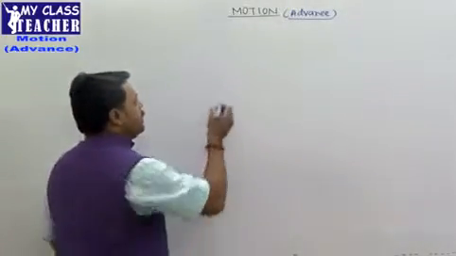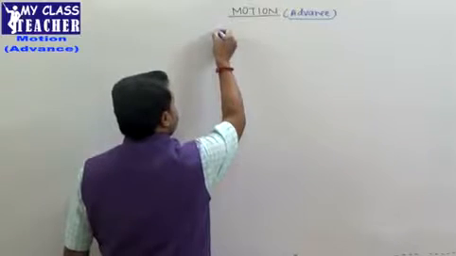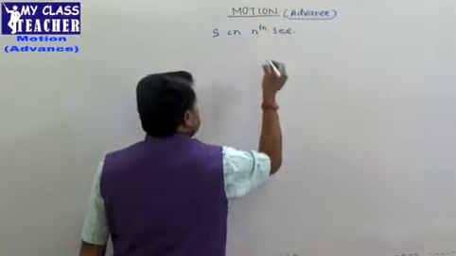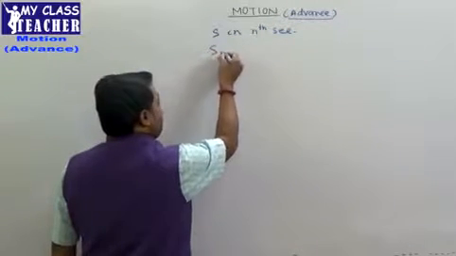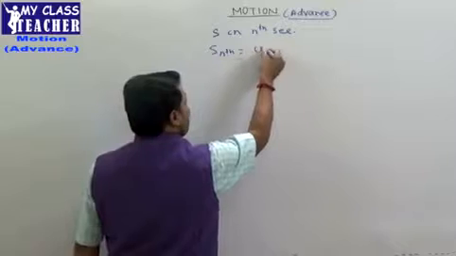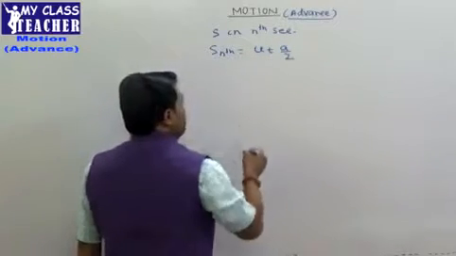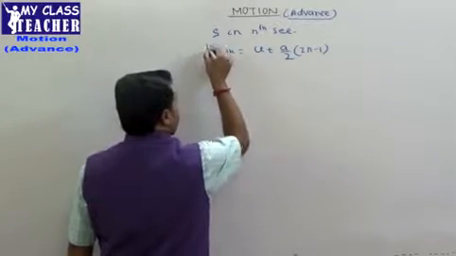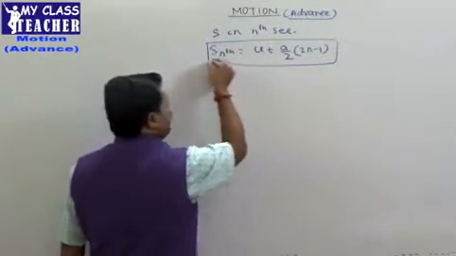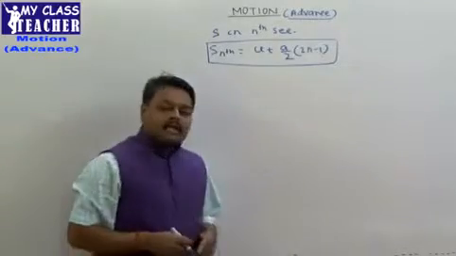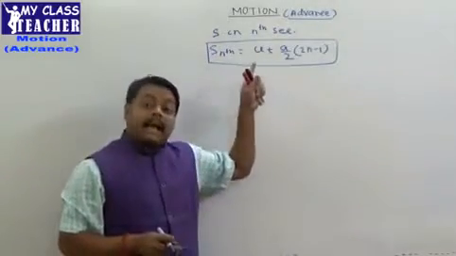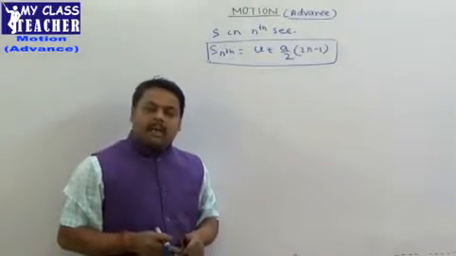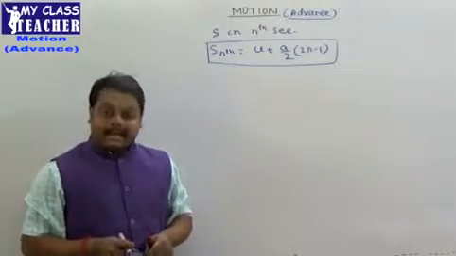तो इसको लिखो, first formula is displacement covered in nth second. This displacement covered in nth second is S nth. This can be written as u plus a by 2. इसको याद रखना है. S nth is equal to u plus a by 2 into 2n minus 1, where u is the initial velocity, a is the acceleration, and n is that nth second in which we are calculating the displacement. So this equation can be used to calculate displacement covered in nth second.